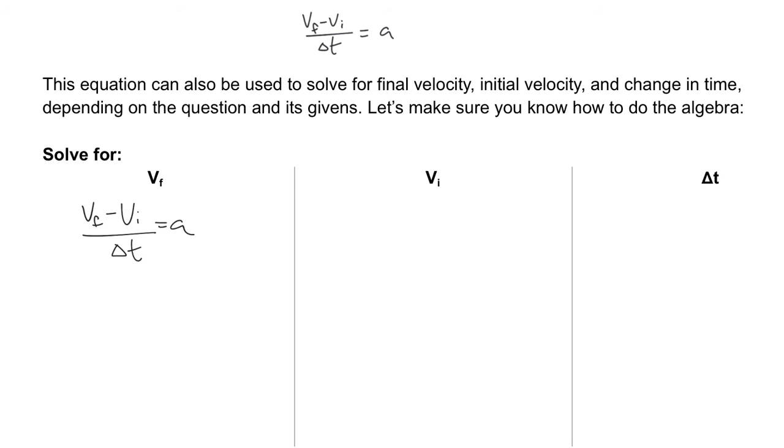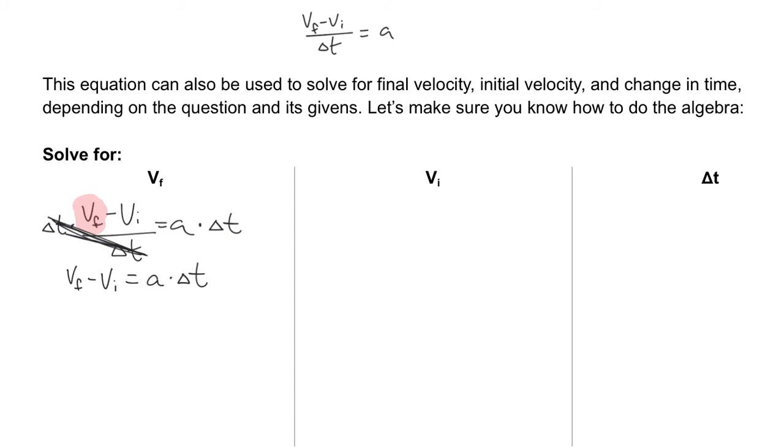And this one we're going to solve for VF. Right now, I'm going to highlight VF so we know where it is. Right now, VF is right here. And it's got some other stuff with it that we don't want. It's got a VI that's subtracted and a delta t that's divided. So, first things first, we got to get rid of that division there. Okay, to get rid of the divided by delta t, we're going to multiply by delta t on both sides. Okay, so these ones cancel out and go away. And you end up with just VF minus VI equals A times delta t.